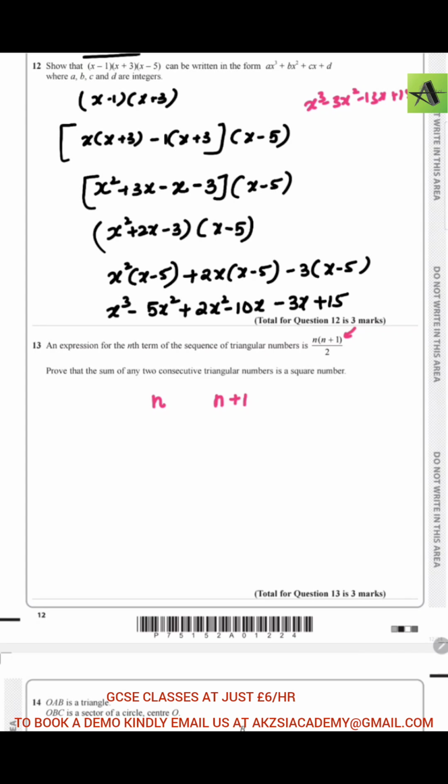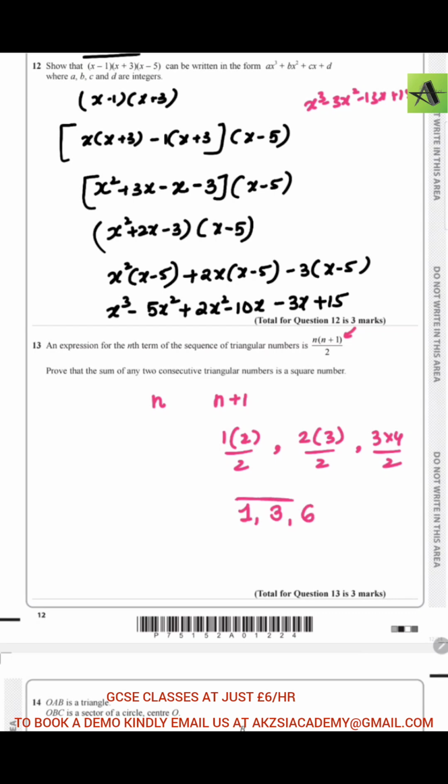So mostly what a student does, they put: first term will be 1 times 1 plus 1, 2 over 2. Second term would be 2 times 3 over 2. Third term will be 3 times 4 over 2. That means first term will be 1, second term would be 3, third term would be 6. Okay, now they will add.